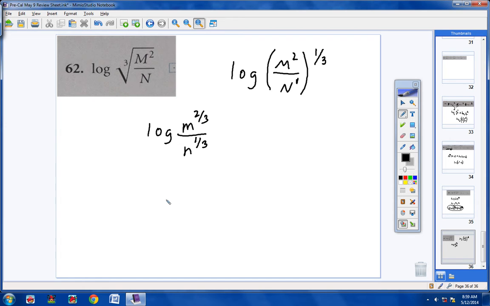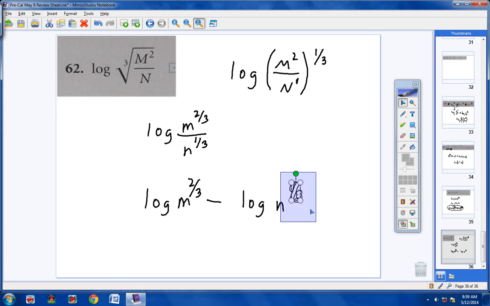Dividing. So if it's dividing, you want to put a minus sign, and we're going to put a log here and a log here, and then we're going to put the numerator here, so the log of m to the 2/3 minus the log of n to the 1/3. There we go.